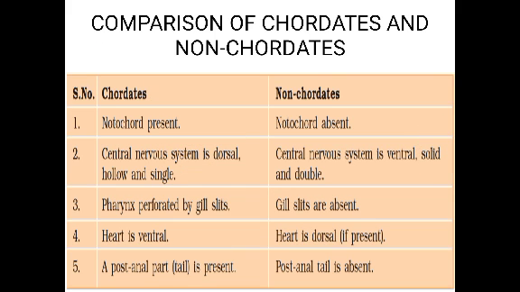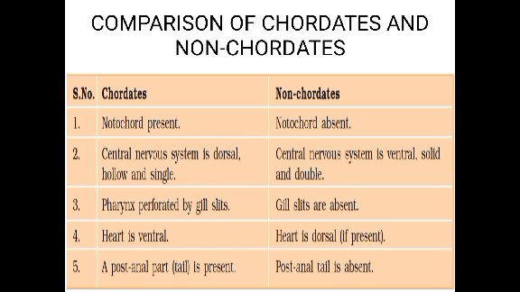Now when we compare chordates with non-chordates, what are the characteristics by which we can compare them? One is the notochord, which is present in chordates and absent in non-chordates. Second, the central nervous system in chordates is dorsal, hollow and single in nature. We have our central nervous system on the dorsal side. But in non-chordates, the central nervous system is ventral, solid and double.